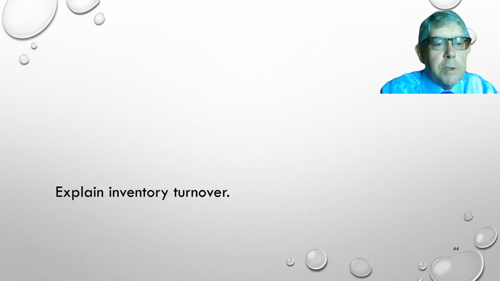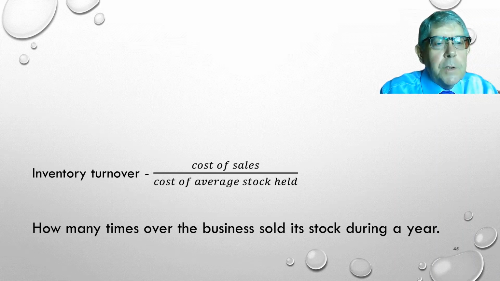Explain inventory turnover. Inventory turnover is cost of sales divided by average stock held. This shows how many times over the business sold its stock during a year.